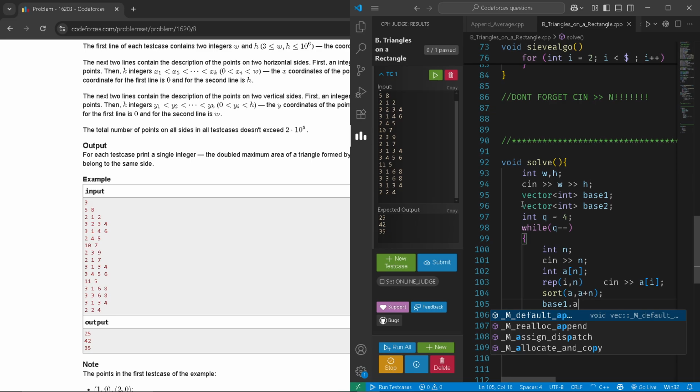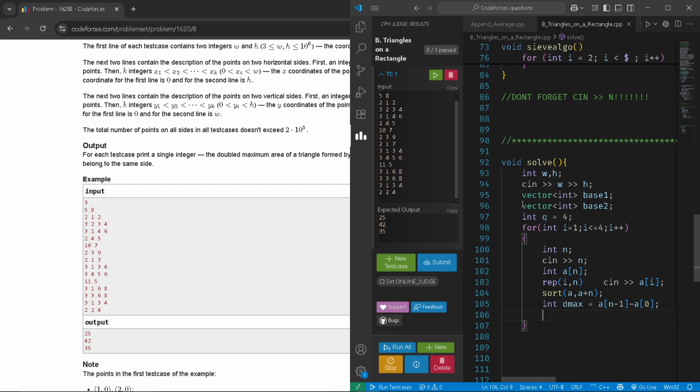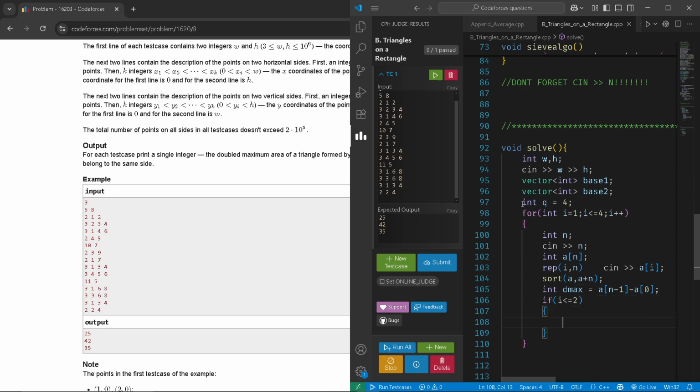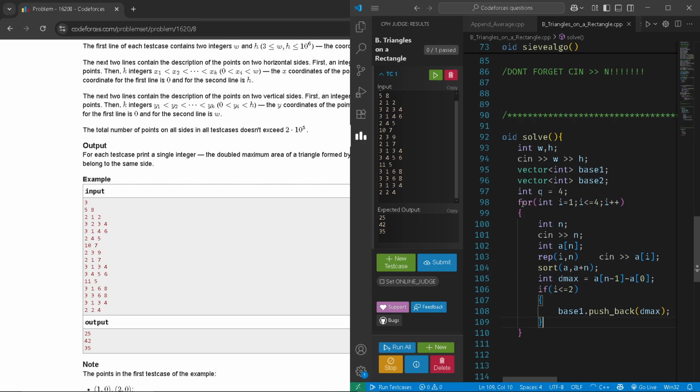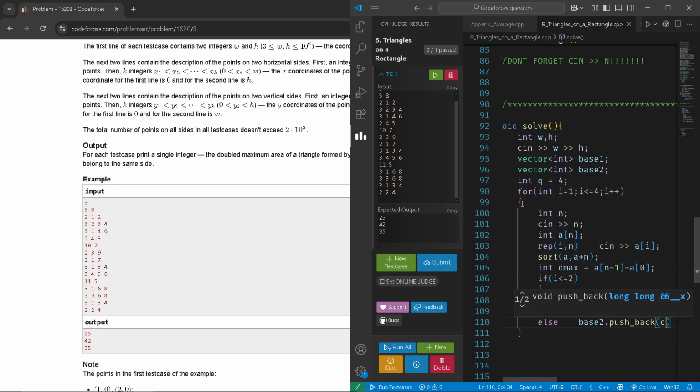Base 1. This is the maximum distance, and what I'll do is if i less than or equal to 2, base 1 dot push back the maximum distance, else base 2 dot push back the maximum distance.